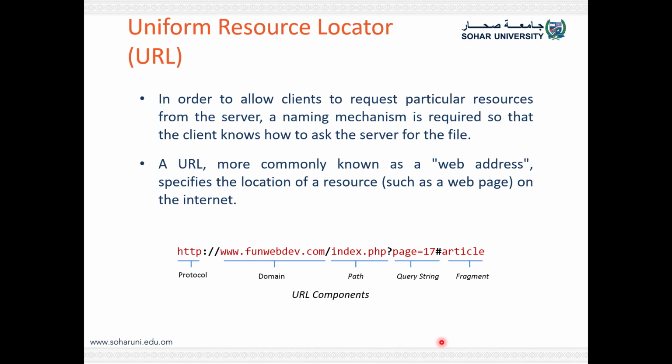These are the components of the URL address, or the web address, starting with the protocol. Then we have the domain name, which, as we mentioned just now, is always mapped to an IP address. Then we have the path of the file that we are targeting, a query string in case we need to send some data to the target server, and also an optional part called a fragment. So these are the components of the URL address.